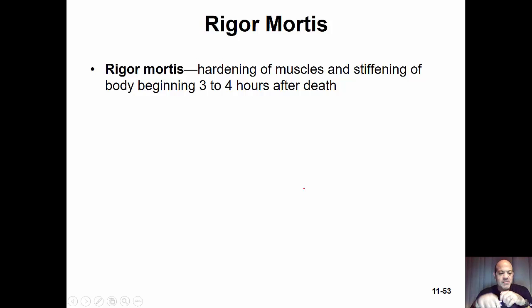So now comes up the topic of rigor mortis. Rigor mortis is what happens when an animal dies, like a human. Humans are animals as well. The muscles become hardened and stiffen the body, and this happens within 3 to 4 hours. Now, because we understand how muscle contraction works, what causes rigor mortis will make more sense.